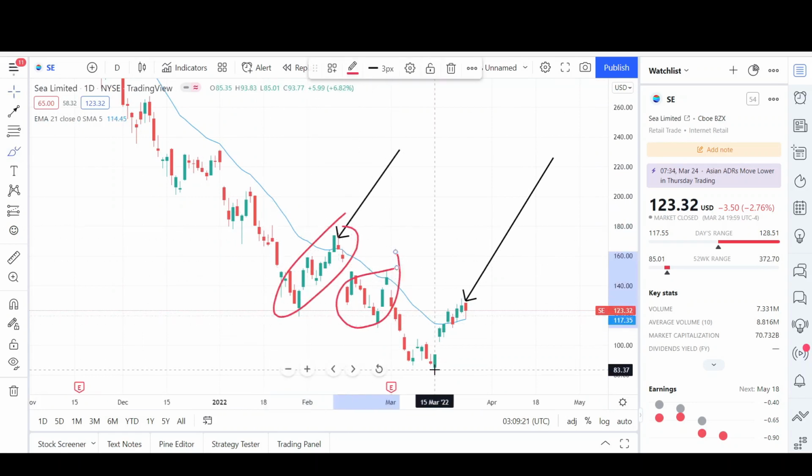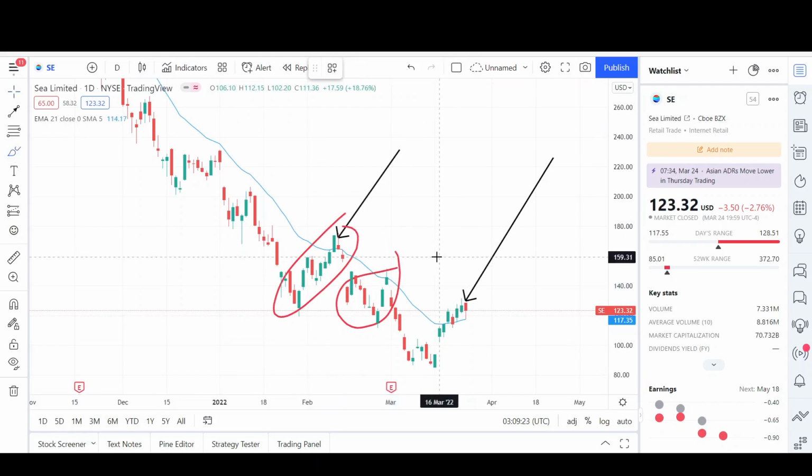So this one could turn into a much bigger rally, and that's what I'm envisioning C Limited doing. So let's take a look at the weekly chart to wrap it all up, and then finally end the video.